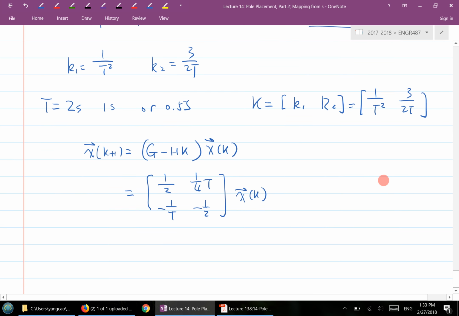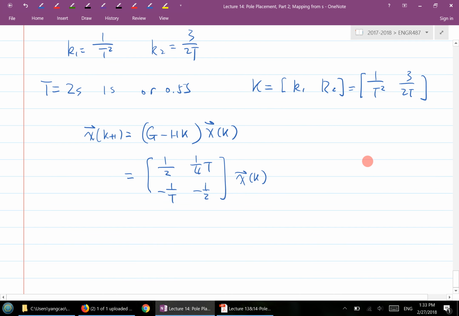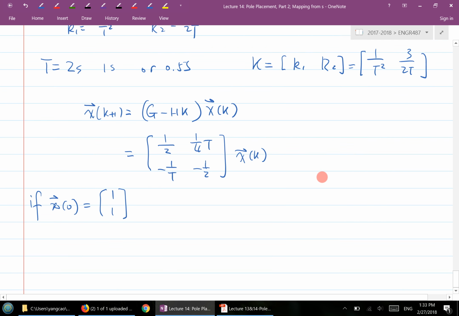Okay, so let's verify the system response. Here's what we're gonna do. Suppose that my initial condition is 1, 1. So what do we want to do? We want to bring the system response from this initial condition back to 0 in at most 2 steps. So let's take a look at this here.